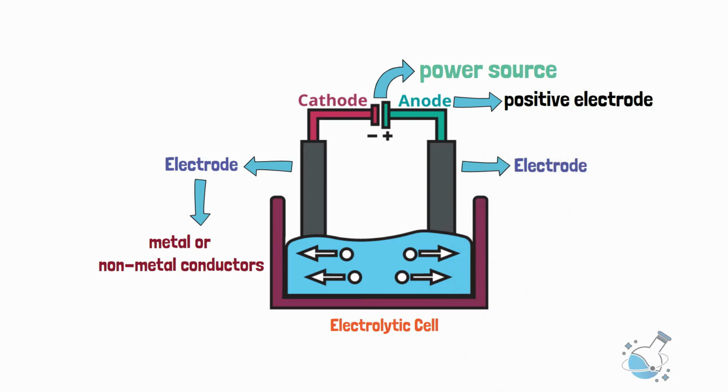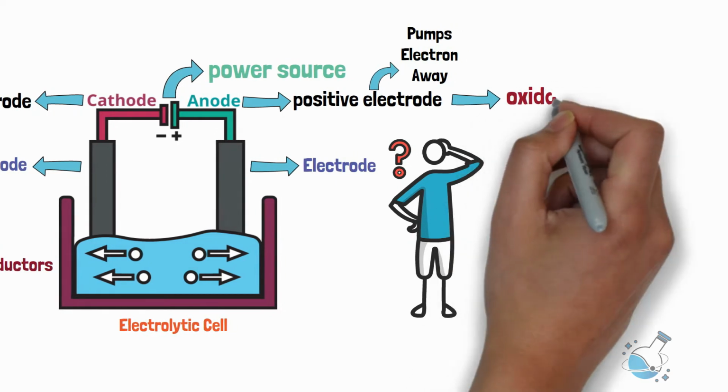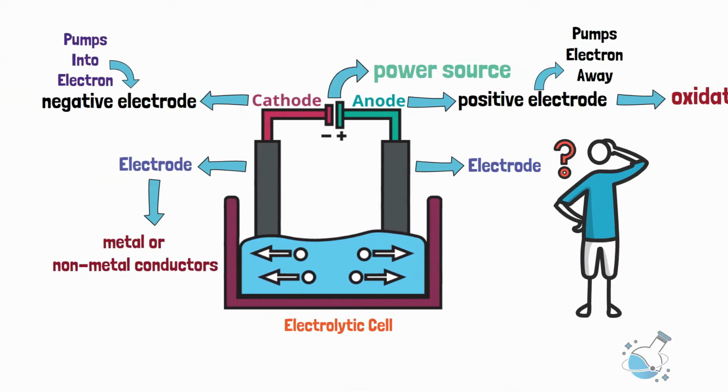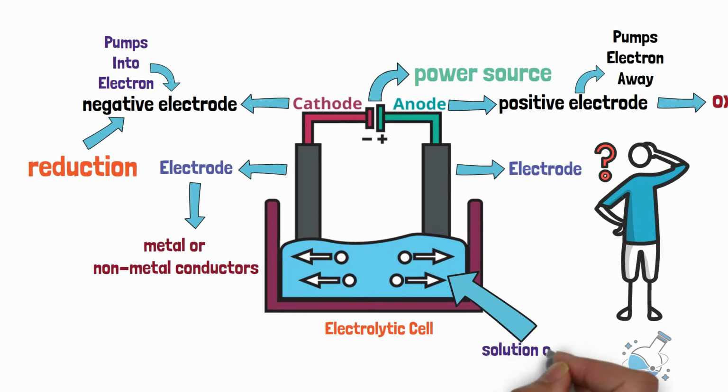The anode is known as the positive electrode, and the cathode is known as the negative electrode. Why? The power source pumps electrons away from the anode and into the cathode. Since the anode can take an electron from the electrolyte, oxidation occurs at the anode, and similarly, reduction at the cathode. The electrolyte solution is the solution of the desired compound in a suitable solvent.